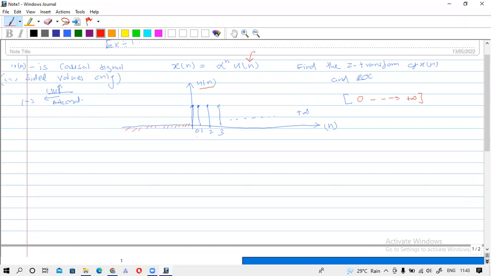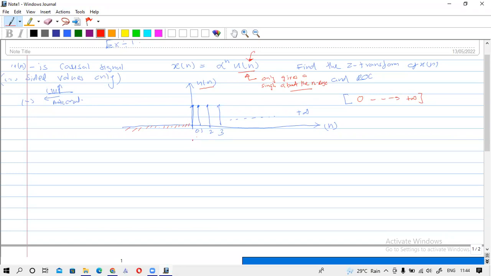Actually, that is the use of this u[n]. This u[n] has no impact on the signal itself. Actually, the signal is x[n]. But this u[n] only gives a sign about the n range. It is just an indicator about this n range.